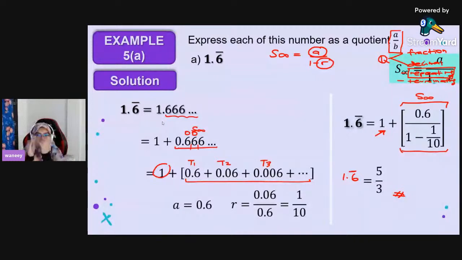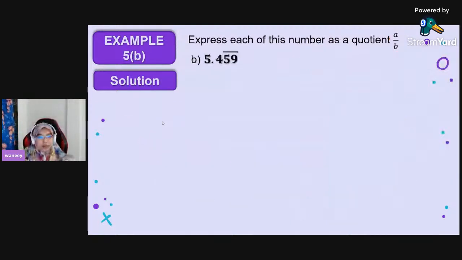Okay, so the repeating part, we are going to write down a sequence for them. The non-repeating part, just leave as it is. For the repeating part, we must separate them by the repeating number, and then we are going to calculate the sequence for them. Calculate the first term, calculate the common ratio, and then we are going to use S infinity. Okay, so let us try to do another example together.